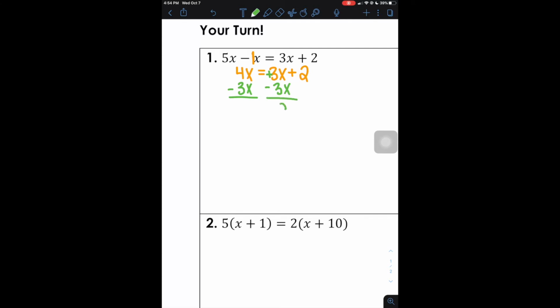So this is going to be 0. And then I'm going to bring down the 2. And this is going to be 1x. So now I see that 1x is equal to 2. But this is the same thing as saying x is equal to 2.